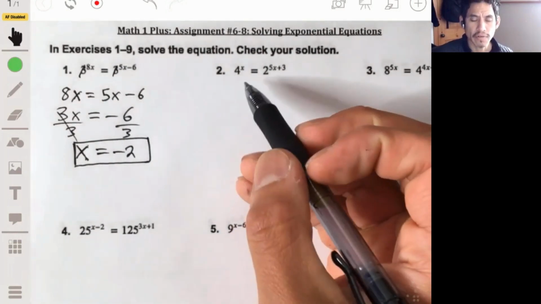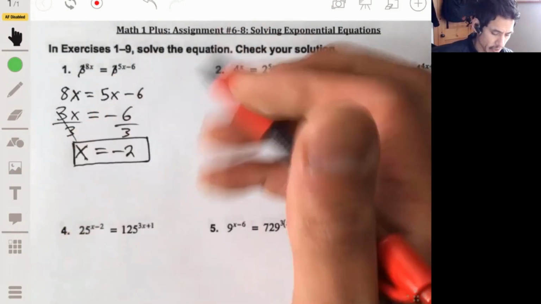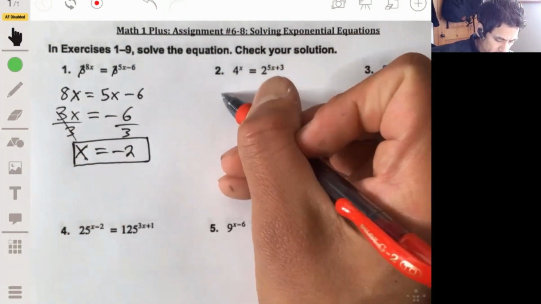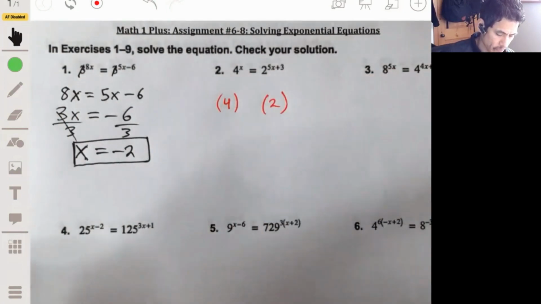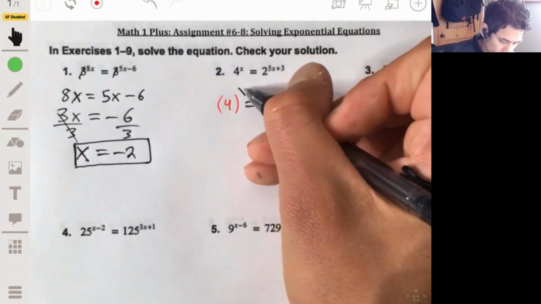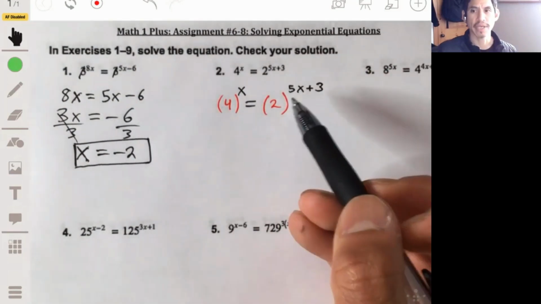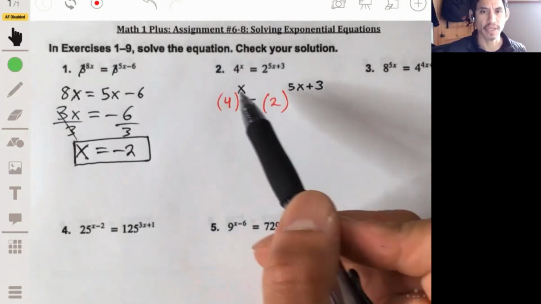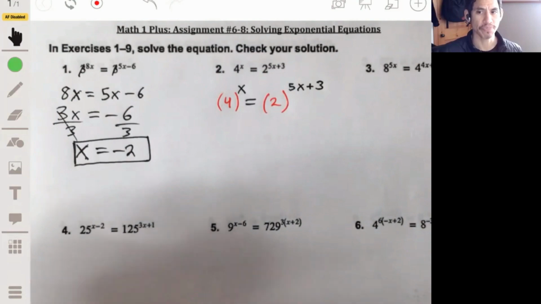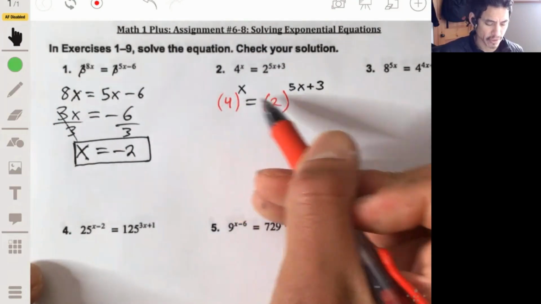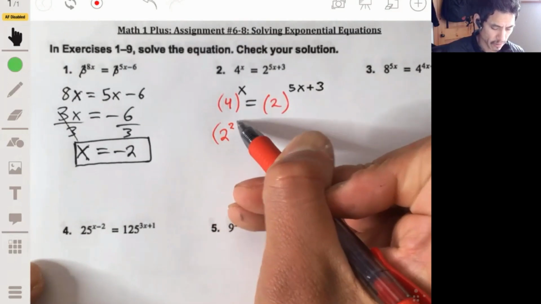All right, next we got 4 to the x equals 2 to the 5x plus 3. So here the bases are 4 and 2. I'm going to put them in red. So the bases are two different numbers, so we can't simply just go straight up and set the exponents equal. What we want to do is make the bases both the same. So we're going to make them both 2, because 4 is equal to 2 to the 2.